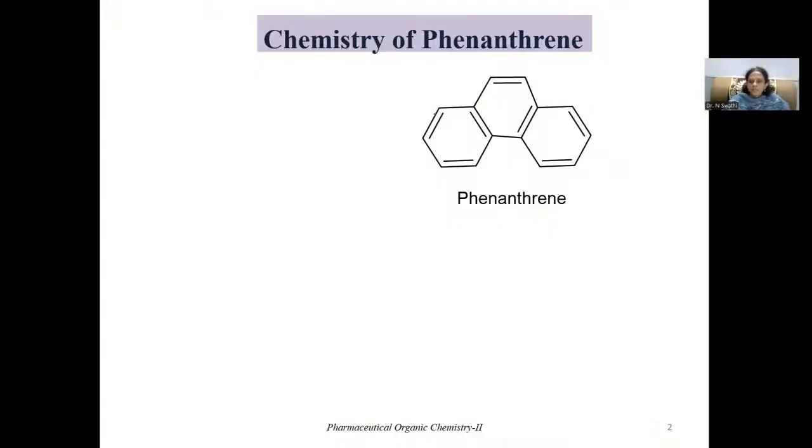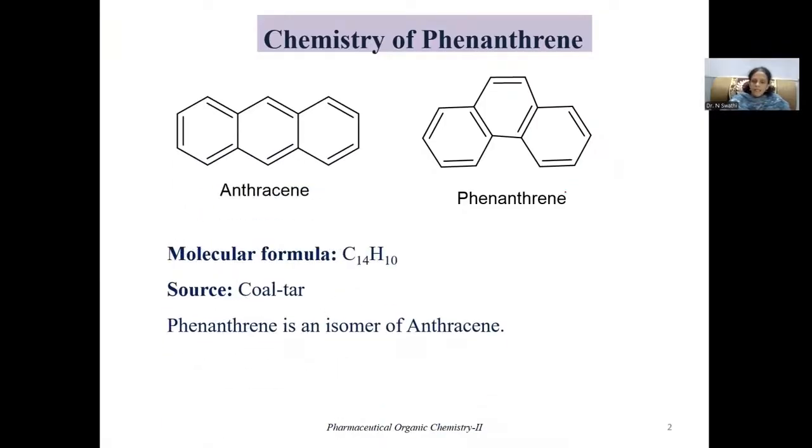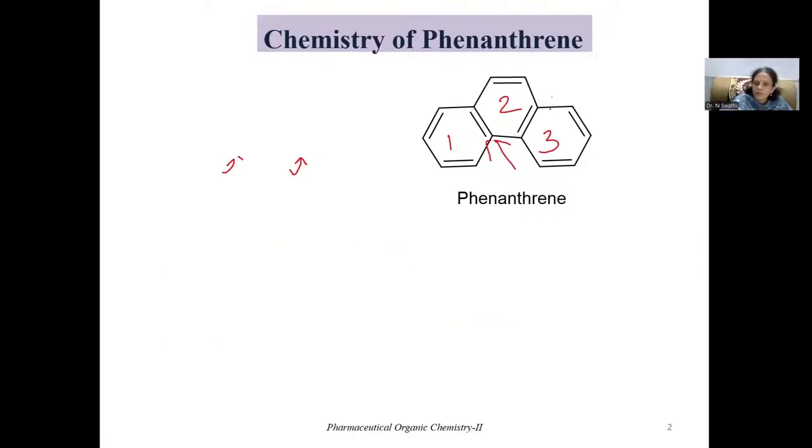So this is the structure of phenanthrene, students. If you look at this structure, it is very much similar to anthracene. Anthracene consists of 3 aromatic ring systems which are fused linearly, or this is called ortho fusion. Phenanthrene also consists of 3 aromatic ring systems, but all 3 are fused angularly. The first and second rings are fused at a certain angle, and similarly rings 2 and 3. This type of fusion is known as angular fusion.